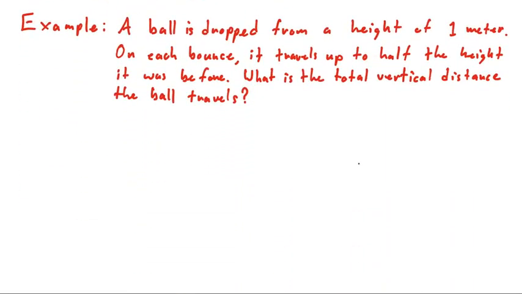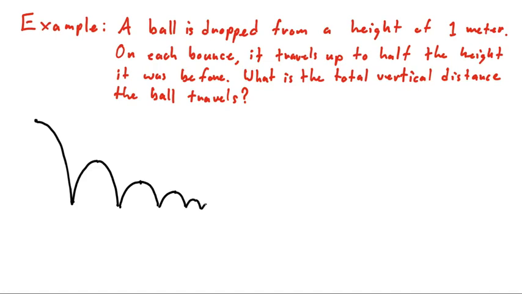Imagine dropping a ball from a height of 1 meter. On each bounce, the ball travels half the height that it did before. We would like to know what is the total vertical distance that the ball travels. Now, this is a little bit unreasonable. We're going to imagine that the ball bounces infinitely many times. It just keeps on bouncing, but every time it bounces, it goes half of the height that it did before. So it would look something like this.